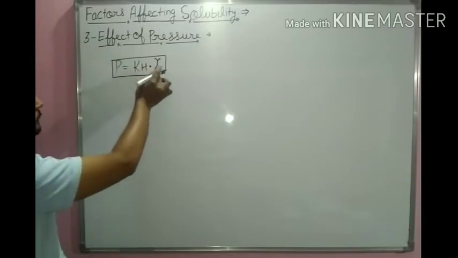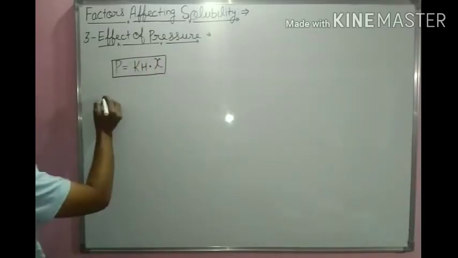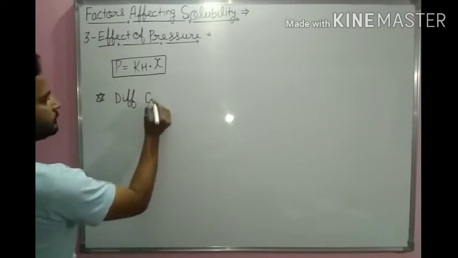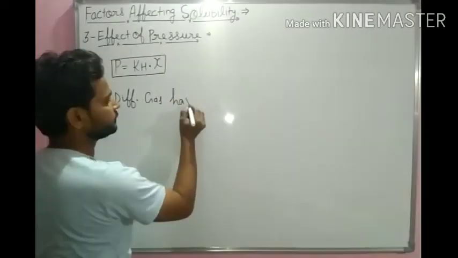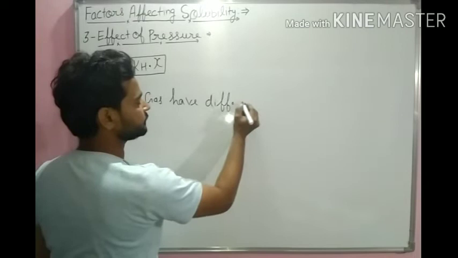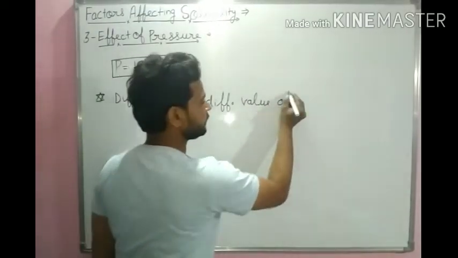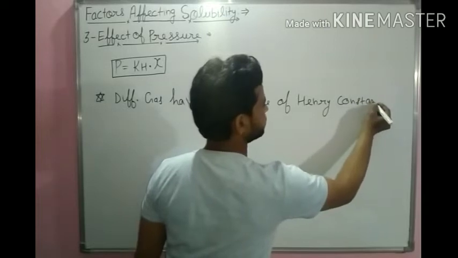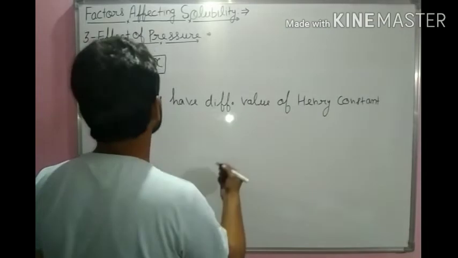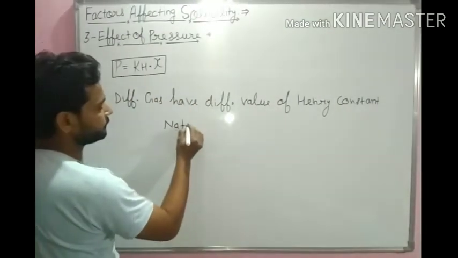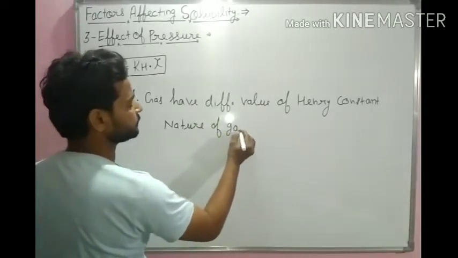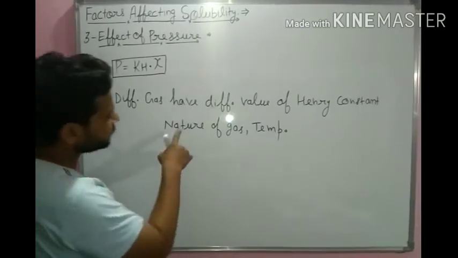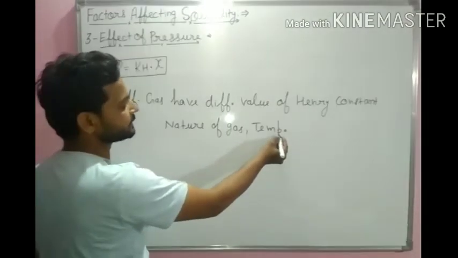Now, we will study the characteristics of Henry constant. So, first point is that different gases have different values of Henry constant, and this value depends upon the nature of the gas and temperature. Means the value of Henry constant for a particular gas depends upon the nature of the gas and the temperature we use.